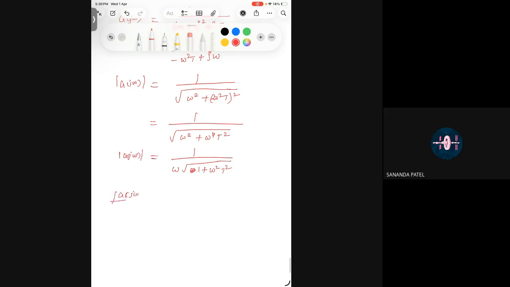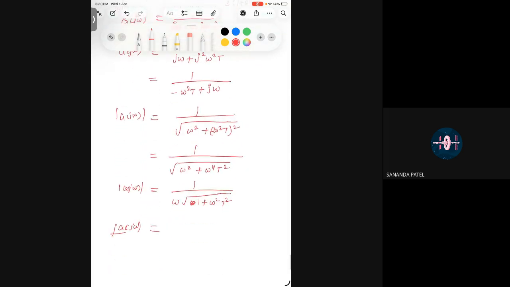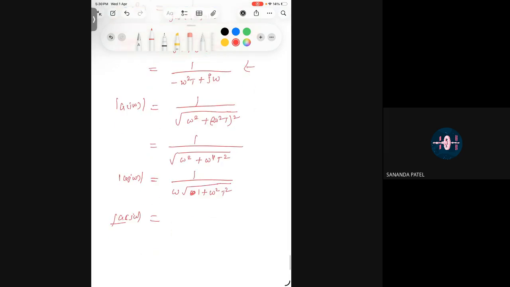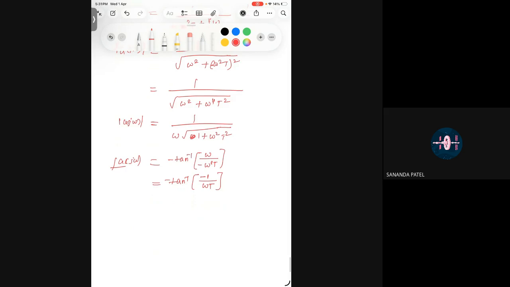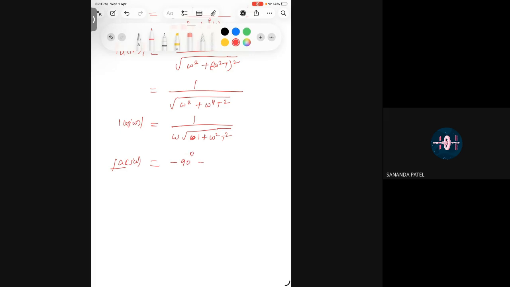For the phase angle, how do we write the phase angle for this? Considering this as a final shortened form, it would be minus tan inverse of b by a, where b is omega and a is minus omega square T. So this will become minus tan inverse of 1 by omega T, right? Or we don't have to write it like this. There is a shorter notation, so you can straight away write this as: for the 1 by omega, it will be minus 90 degree as it is, minus 90 minus tan inverse of omega T by 1.